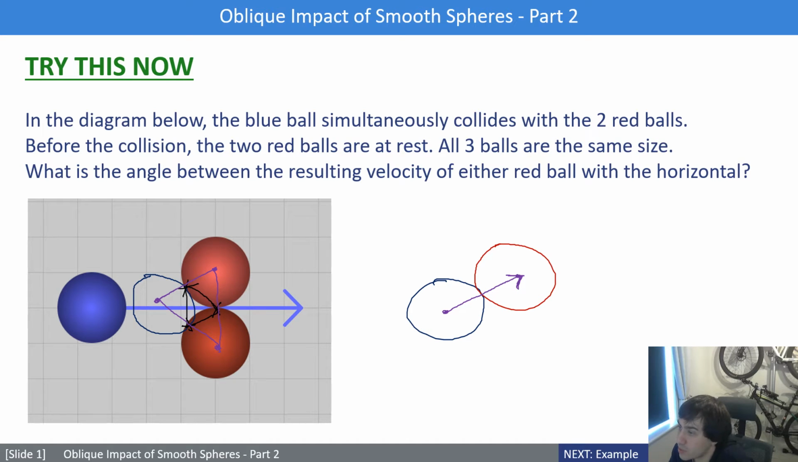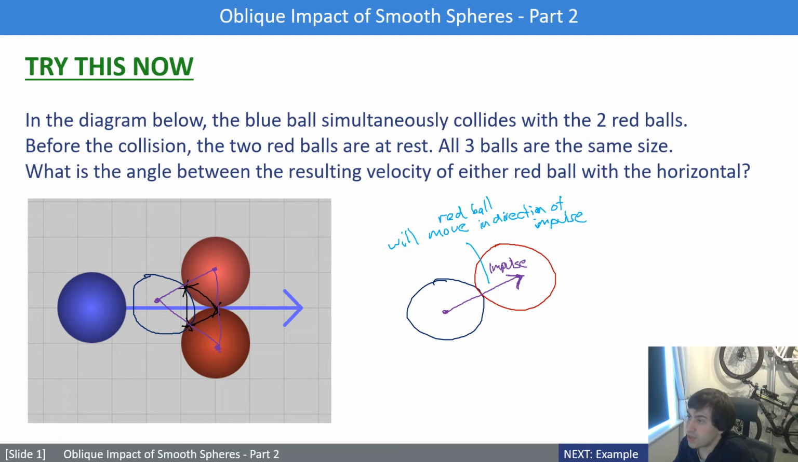Red is going to experience an impulse, blue will also experience one in the other direction, but red is going to experience an impulse, a change in momentum in that direction, and because it currently is at rest, that means its velocity is also going to be entirely in that direction. So what we're saying is that the red ball will move in the direction of the impulse. Remember, that's not always the case. It just happens to be the case here because red is originally at rest. The red ball moves in the direction of that impulse.